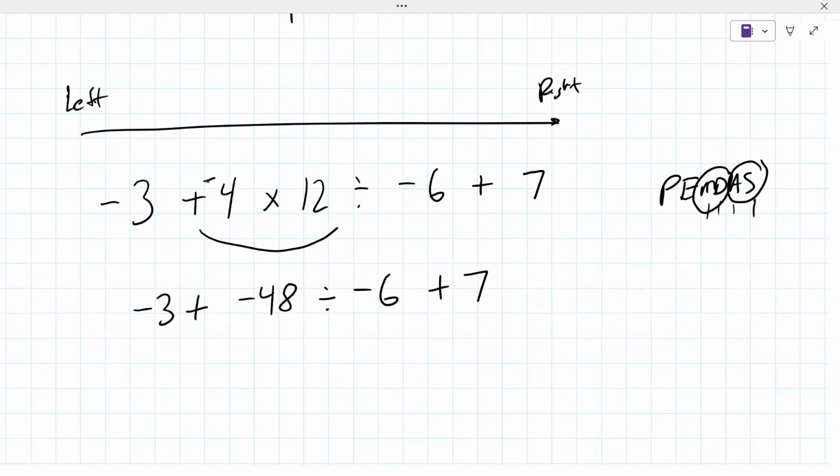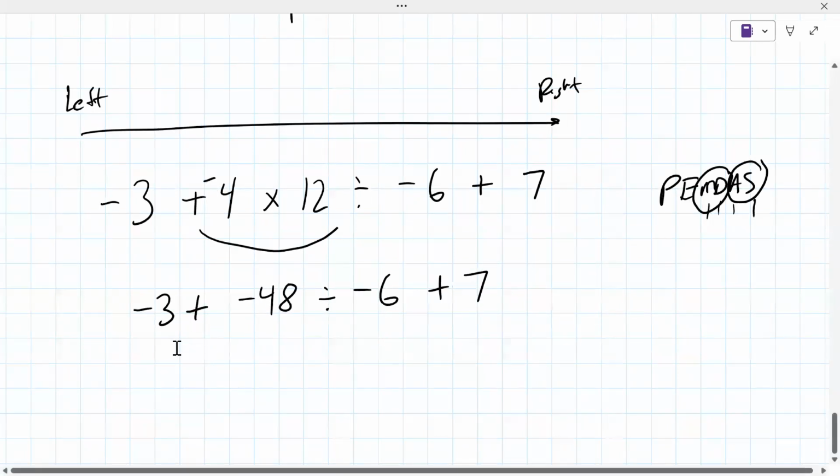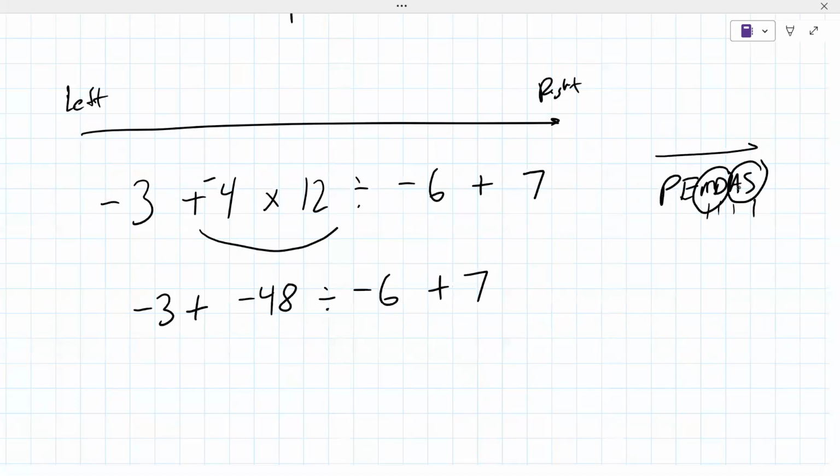Okay, bring everything else down. What do you do next? So you scan the order of operations. What comes next in this list? We have -3 plus -48 or -48 divided by -6. So which comes first, multiplication, division, or addition, subtraction? Multiplication, division. So we have to do division first. Good.